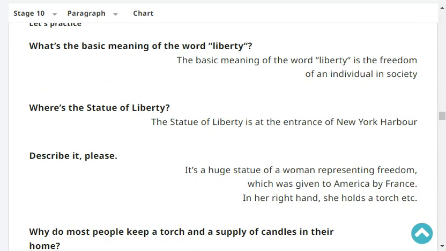What's the basic meaning of the word liberty? The basic meaning of the word liberty is the freedom of an individual in society. Where's the Statue of Liberty?